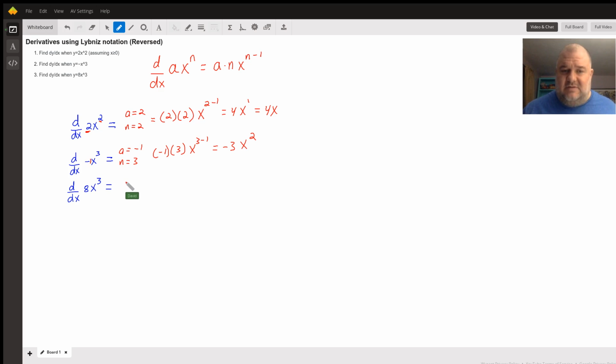For 8x cubed, a equals 8, n equals 3, and so we have 8 times 3 x to the 3 minus 1, which is going to give us 24x squared.